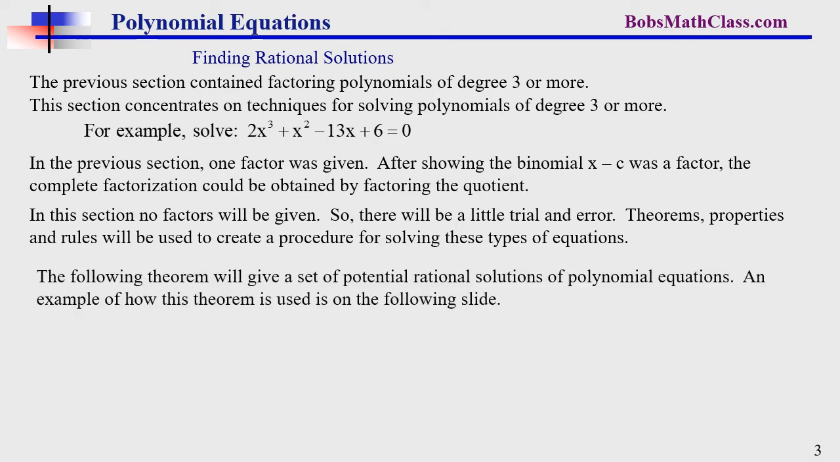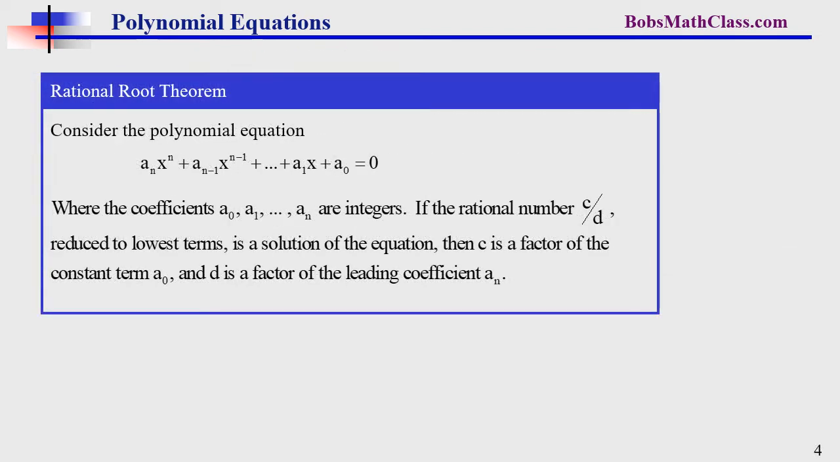Okay, so here's our first theorem that gives us a set of potential rational solutions. This is called the rational root theorem, and I know this notation gets a little complicated. So here's our polynomial equation. Just keep note that it's written in descending order from x to the n to the constant, and a sub 0, a1, a2, all the way to an, they're just numbers. Okay. And we're going to talk about this fraction, c over d, and it's always reduced. And it could be a solution to the equation.